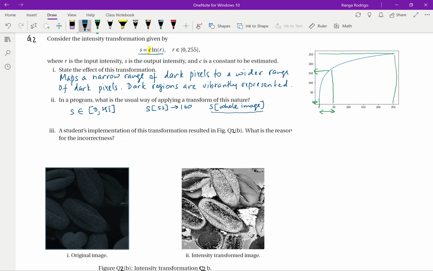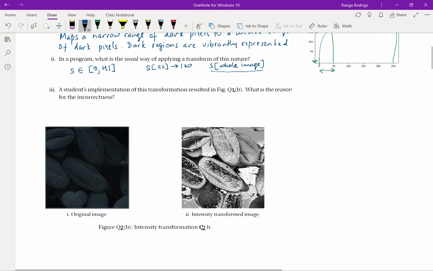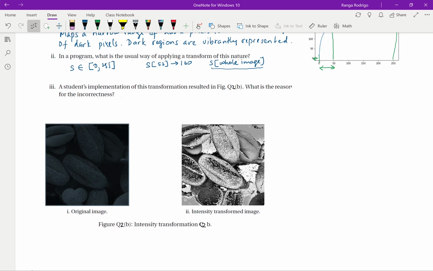Then the next question is, a student's implementation of this transformation resulted in figure Q2b. What is the reason for this incorrectness? You can see in this image there are dark pixels, maybe pixels like this, and then the transformation has been applied. Now you can see the pixels are vibrantly represented. That is fine, the transformation has happened, but you can see some regions have become too bright, and the brightest areas in the original image have become black.